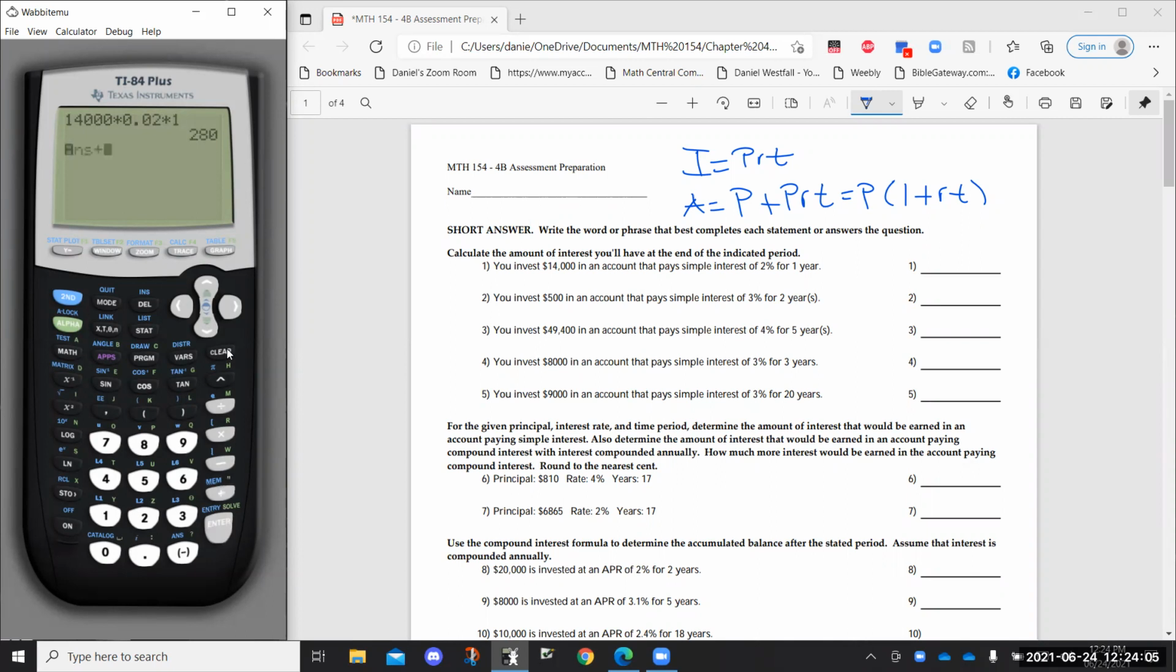So you're going to add that to the original $14,000, and you're going to get a balance of $14,280. It's not hard, just pay attention to the fact that these are all annual interest rates. We're going to call that APR in some of these later exercises.